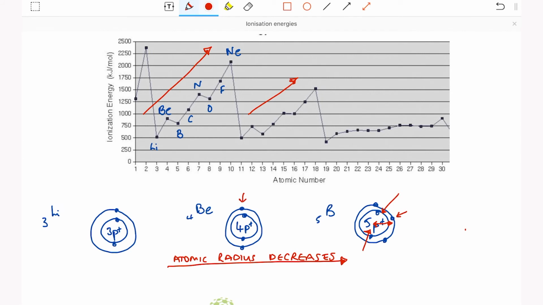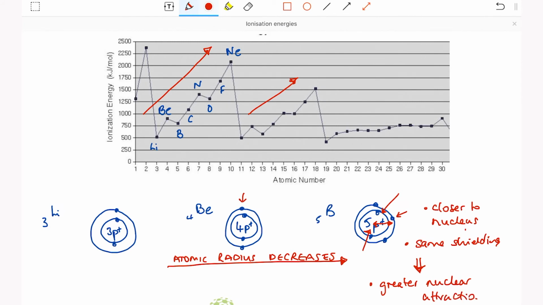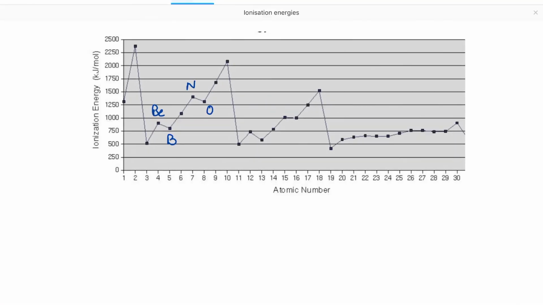If we take boron as an example again, we can see 5 protons, 5 electrons. Those electrons are closer to the nucleus, so we've got closer to the nucleus because the atomic radius is smaller. We've got the same amount of shielding. If we add those two things together, then what we're actually seeing is greater nuclear attraction. And as a result of that, we've got a higher first ionization energy.